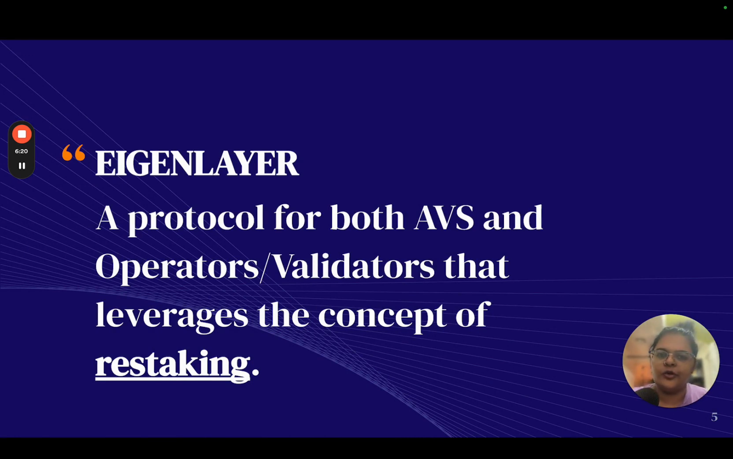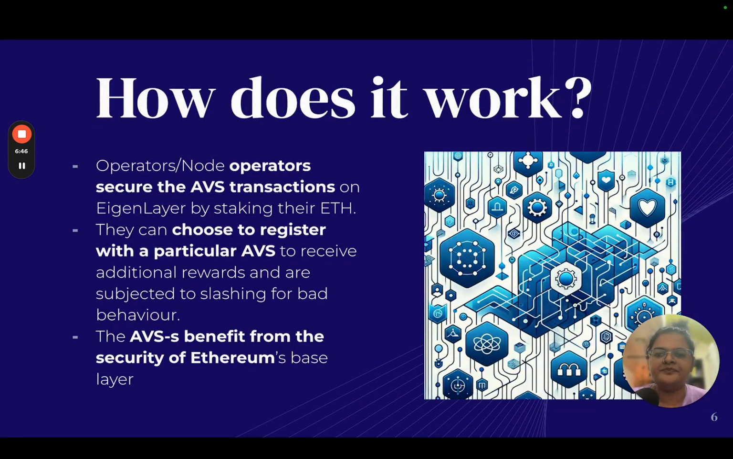EigenLayer is a protocol which helps both AVSs and operators by leveraging the concept of restaking. So going back to the idea of liquid staking, where you get those derivative tokens like RETH or STETH, you can restake them on the EigenLayer protocol, right? And be able to actually participate in this AVS and operators ecosystem. Let's see how that happens, right?